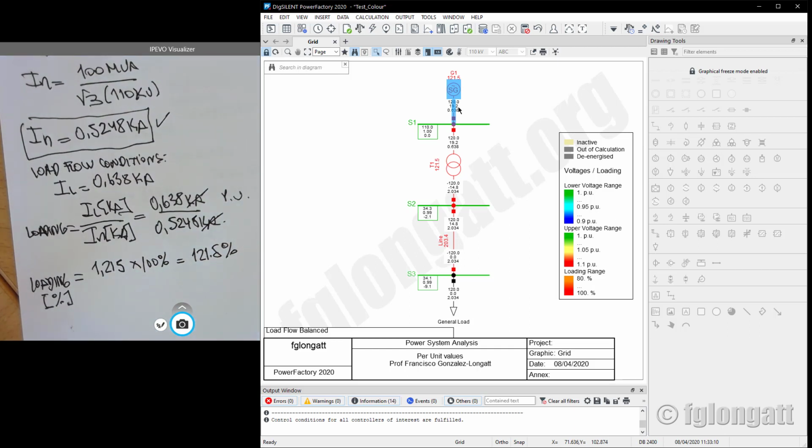Now what is the answer to the question that many people have been asking me for many years? How is PowerFactory calculating the loading? Over there you can see a very basic three-phase analysis combined with per unit. What PowerFactory is showing is the loading, in this case 121, and that comes from the ratio between the load current and the rated current of the device.